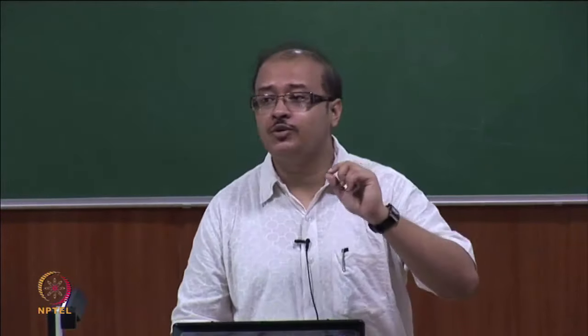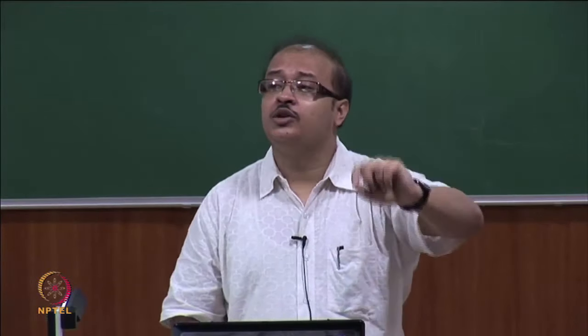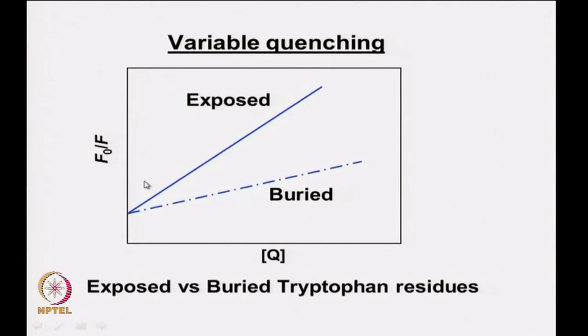Now, suppose you have a protein which has a tryptophan at a very exposed portion and another protein which has a tryptophan at a much less exposed portion, then what is going to happen? I am talking about a single tryptophan now. If you plot F0 by F against the concentration of Q, the exposed portion would be more quenched and hence the slope is higher. The buried portion would be less quenched and obviously the slope is lower.